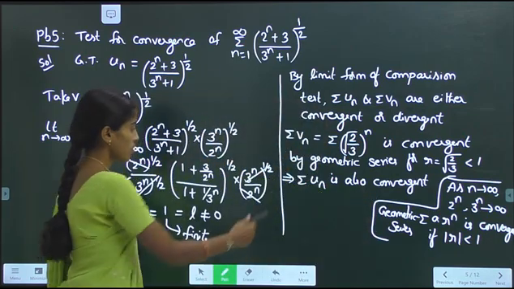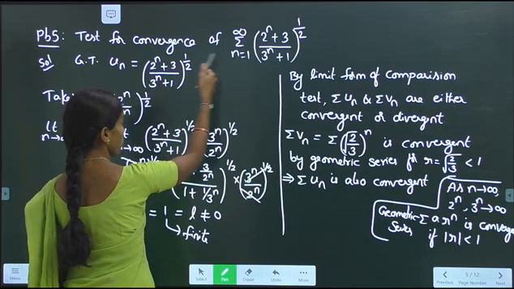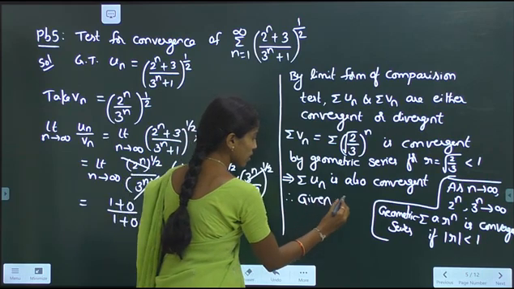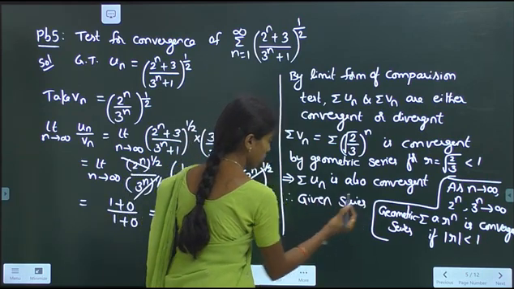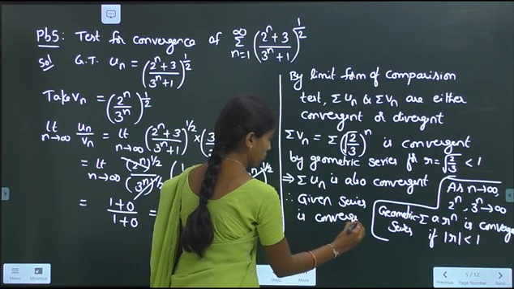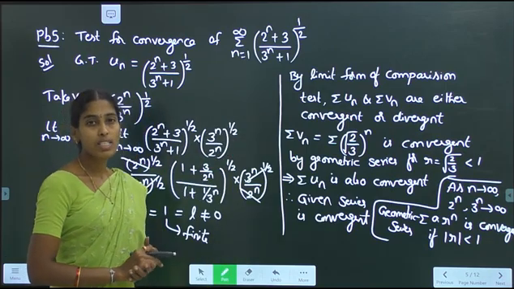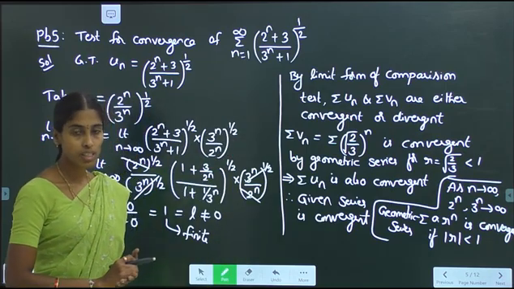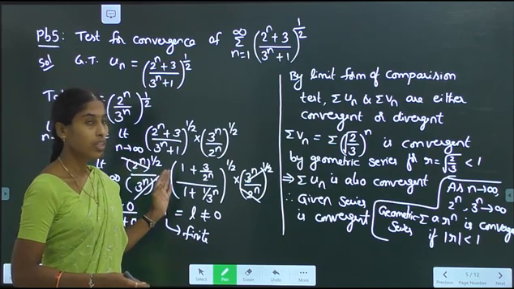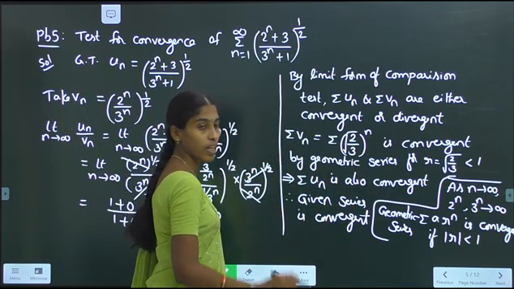Right? Summation Un. What is Un? (2 power n plus 3) by (3 power n plus 1) whole power half. Therefore, the given series is convergent, right? So in the previous class we discussed the limit form of comparison test by using the p-test, but here we are using the limit form of comparison test along with a geometric series, right?